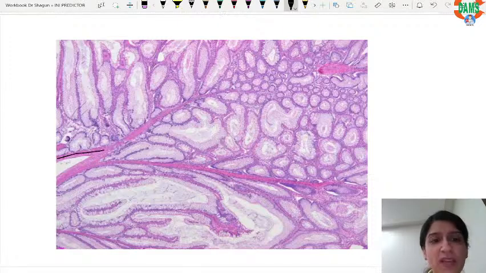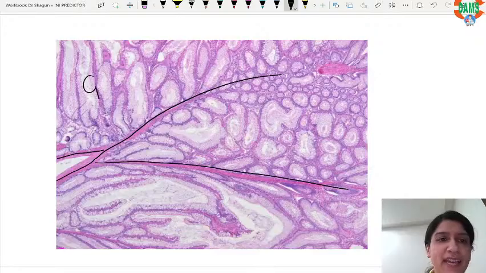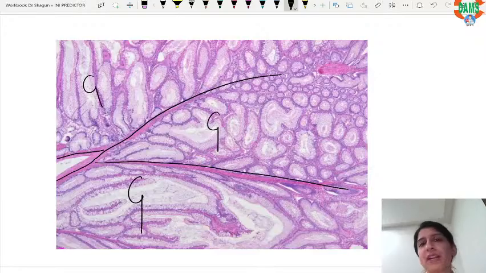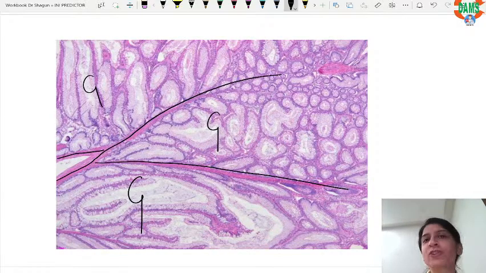Again, look at this pink. What is this pink? Muscle. I have traced this muscle. Again, yes, it is trying to separate my glands. Classical arborizing network. I am not going to stop.